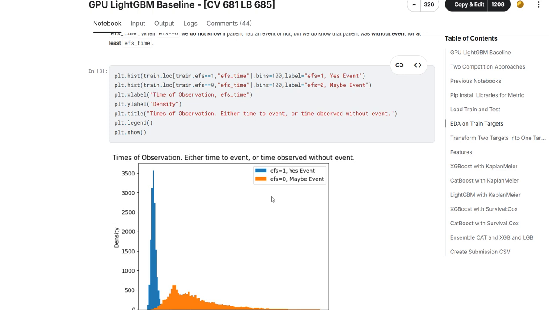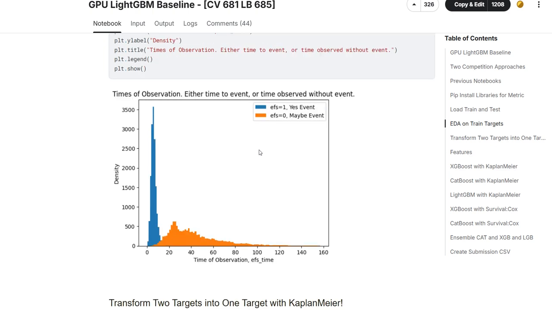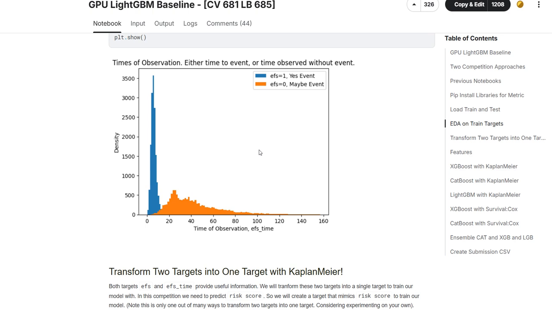This histogram is key to understanding the challenge. The blue bars show the distribution of EFS time when an event did happen, EFS equals 1. The orange bars show EFS time when an event didn't happen during the observation period, EFS equals 0. Notice how the blue bars are clustered towards shorter times. That means a lot of events happen relatively soon after the transplant. The orange bars represent what's called censored data. We don't know if or when the event will happen, just that it hadn't happened yet. This is a classic survival analysis problem, and it means we can't just use standard regression techniques.